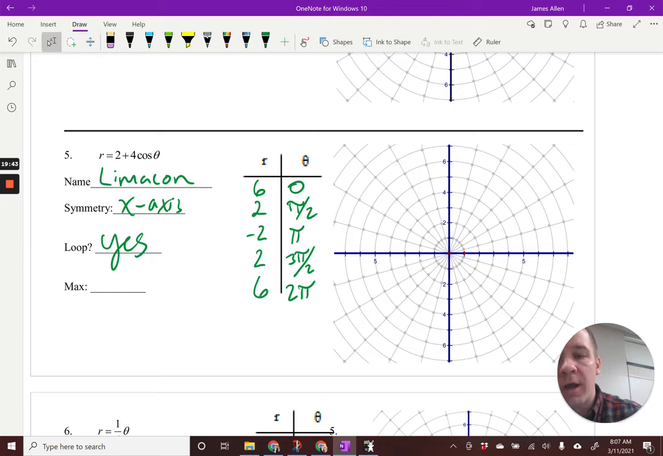So let's plot some things. We've got 6, 0. At 0 degrees, I've got a radius of 6. Then at pi over 2, I'm up at 2. At pi, I have to reflect back over the pole, and I'm at 2 then. At 3 pi over 2, I'm at 2, and then at 2 pi, I'm back to 6. Remember, we said this was a loop, and it does pass through the origin on this one because it has that loop. So we've got to be careful how we draw this. Let's see if I can get it on the first try.